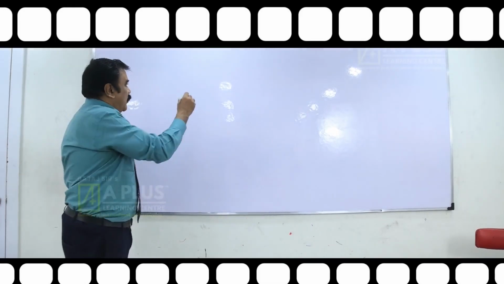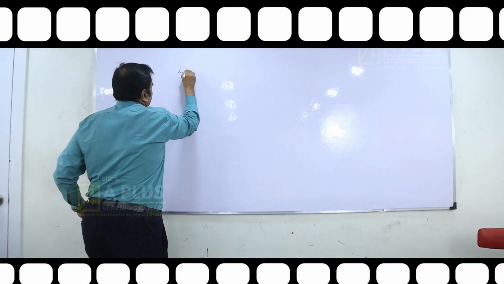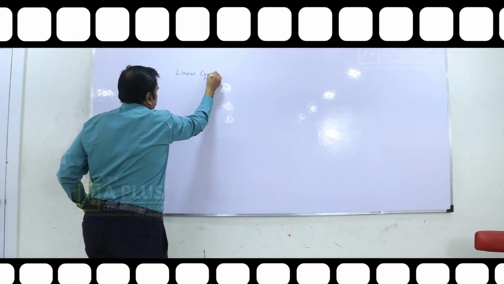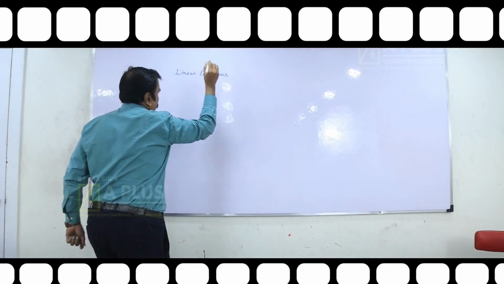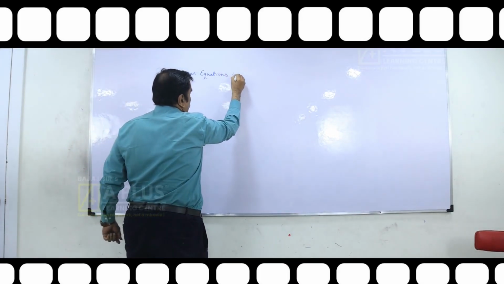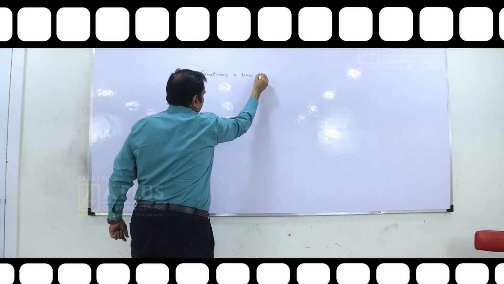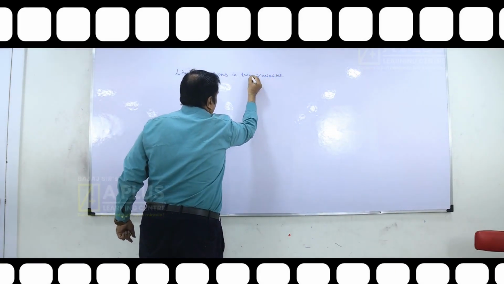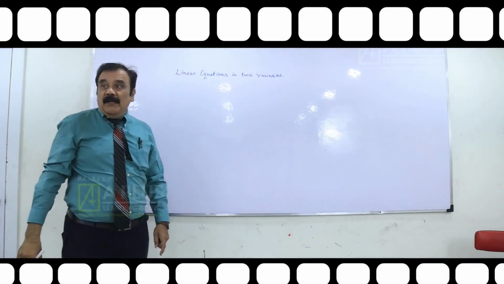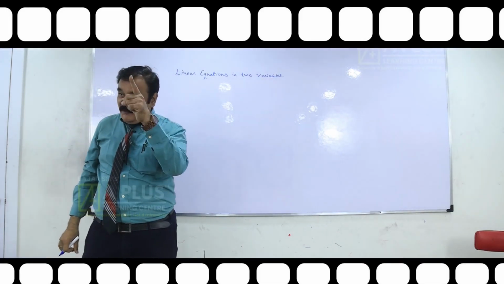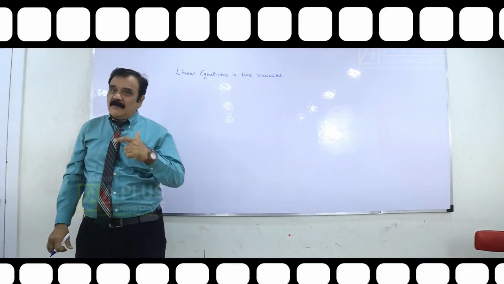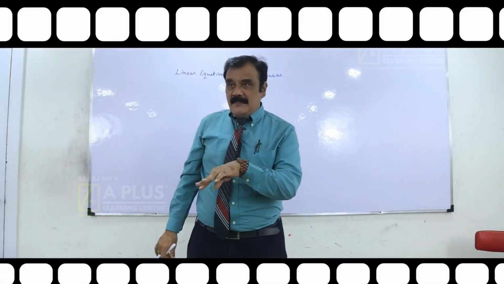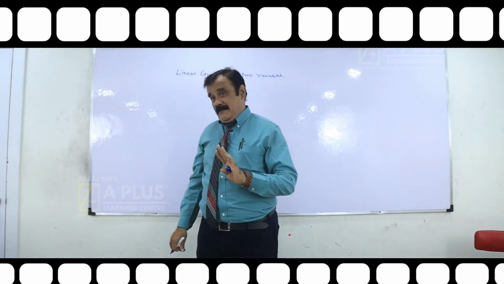So we'll talk about linear equations in two variables. Now if you remember, you had studied linear equation in one variable in 8th standard. Yes or no? This is about two variables. Is that clear? Now why do you require two variables?